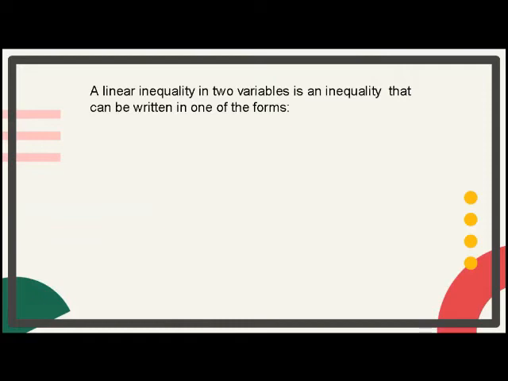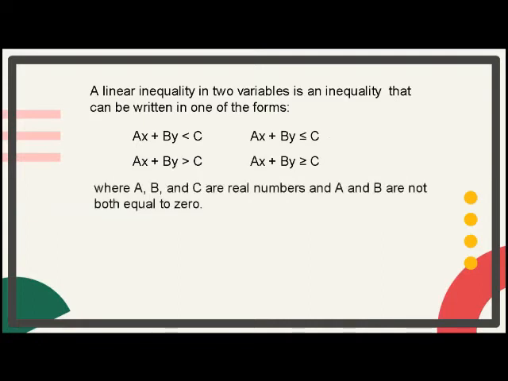Now let us proceed to our new lesson. A linear inequality in two variables is an inequality that can be written in one of the following forms. ax plus by less than c, ax plus by less than or equal to c, ax plus by greater than c, and ax plus by greater than or equal to c, where a, b, and c are real numbers and a and b are not both equal to 0.